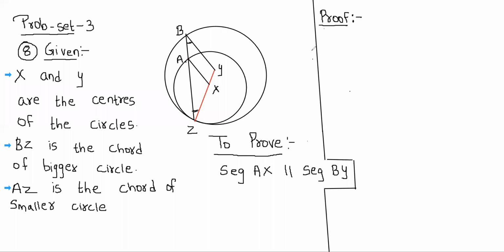So let us start with the steps. We are going to consider the first triangle. In triangle YBZ, YB is equal to YZ. In bracket, reason: radii of the same circle.